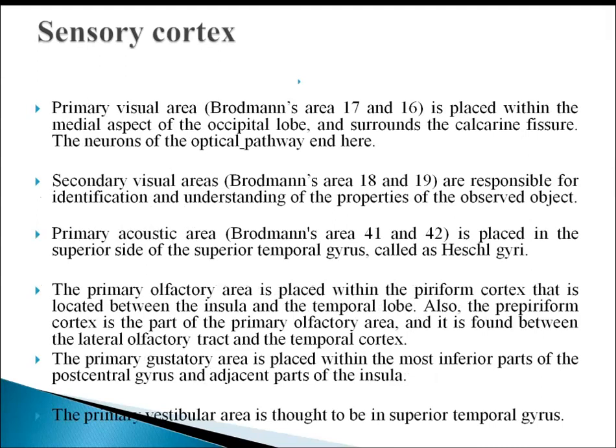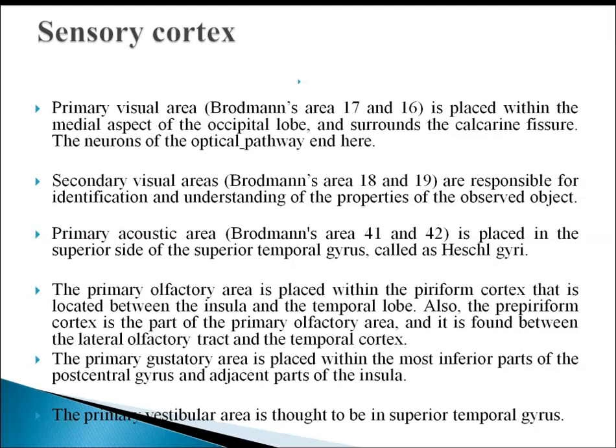The next is the visual area. The visual area has been located in the occipital lobe and it has been represented by the number 17. And the secondary visual area, which is called the psychovisual area, that is, it is used for the interpretation of the vision. So that has been indicated by Brodmann's area numbers 18 and 19.